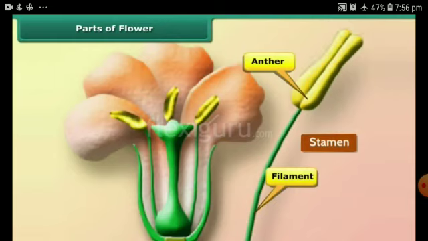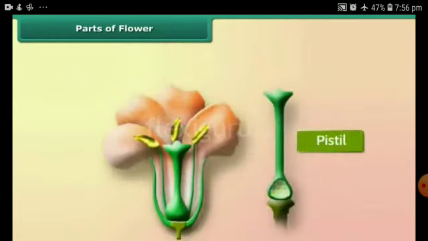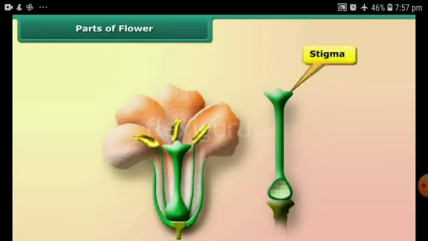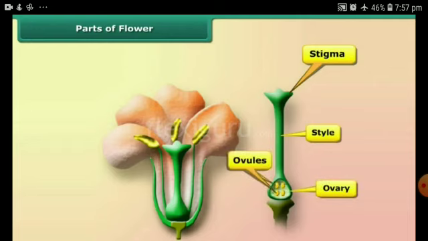The anther is generally yellow in color and carries the pollen. It is held up by a thread-like part called the filament. The pistil has three parts: stigma, style, and ovary. The stigma is the sticky surface on the top of the pistil. It traps and holds the pollen. The style is the tube-like structure that holds up the stigma, and the ovary contains the ovules.